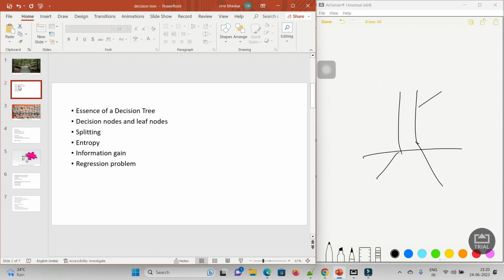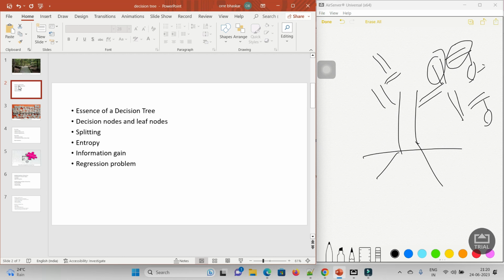It has branches which have sub branches like this, and finally will have leaves. So each branch and sub branch are decision making nodes, and each leaf is the final outcome.